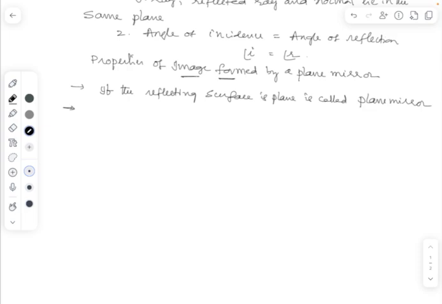The image which can be caught on a screen is called real image. Which can be caught on a screen.